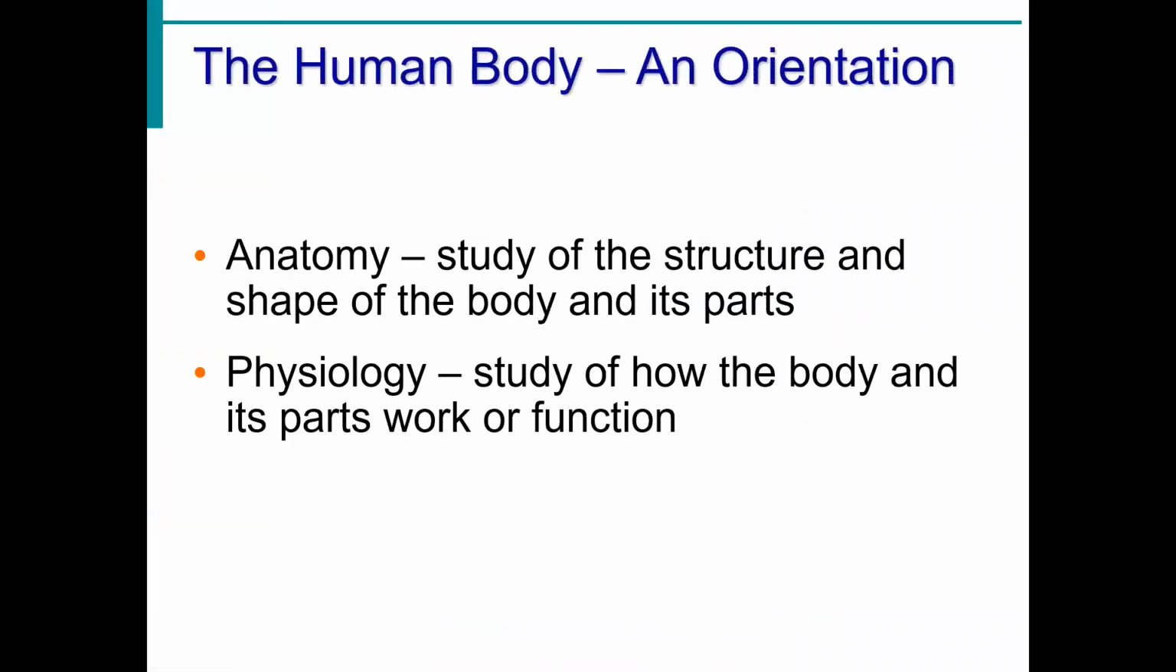The human body. There are two words that we use when we want to describe structures and functions of the human body, and we use those terms, the anatomy and physiology. Jot this down. Anatomy is the study of structures and shape of the body and its parts. So when we're talking about structural relations, we refer to these as anatomy, anatomical structures. When we're talking about how the body actually functions, this is physiology.